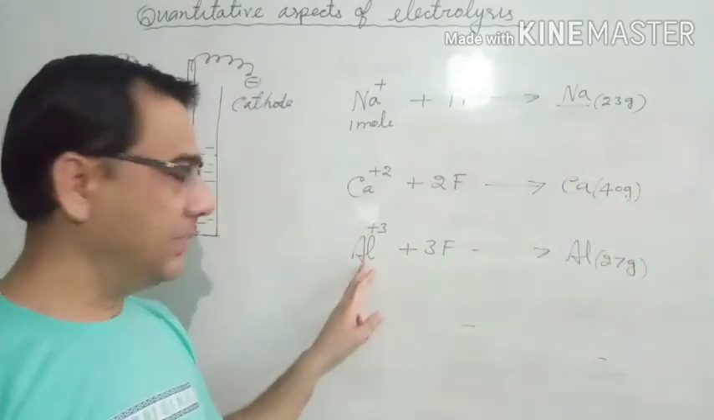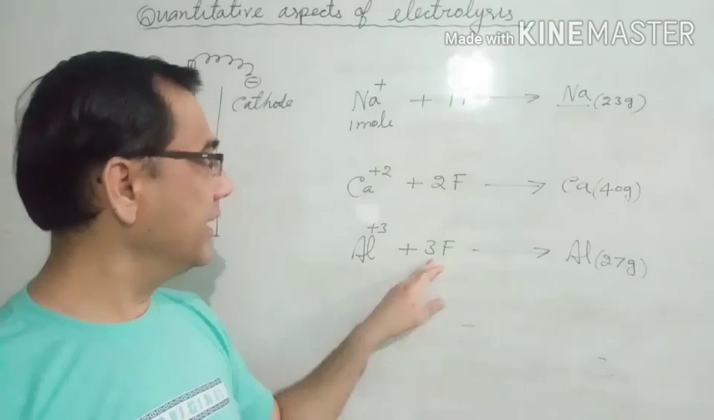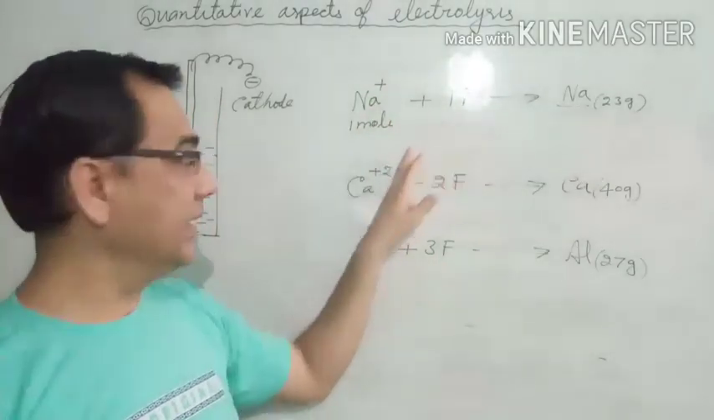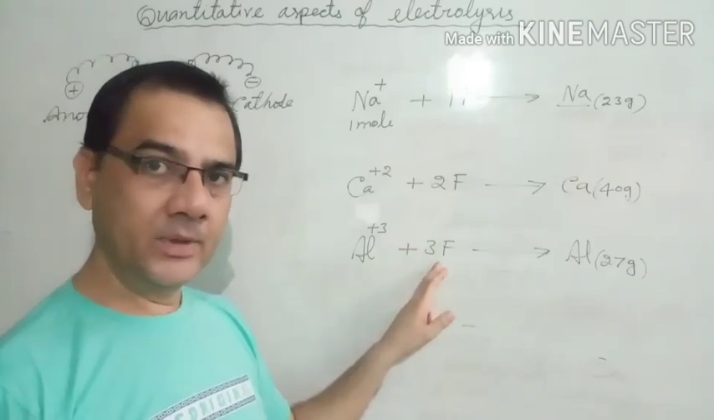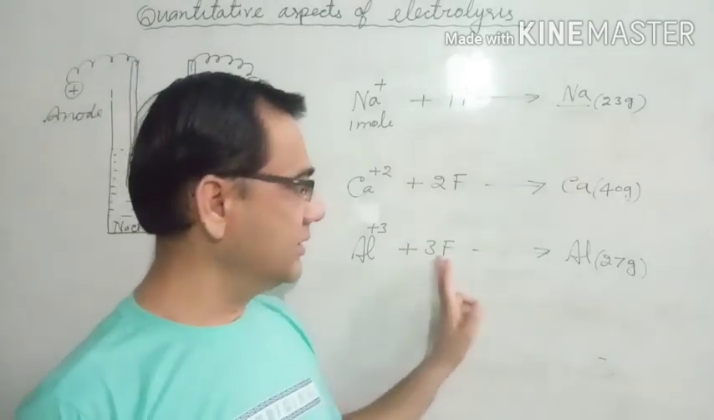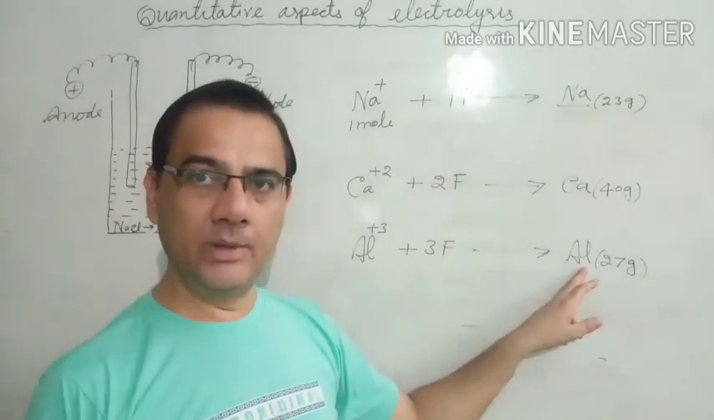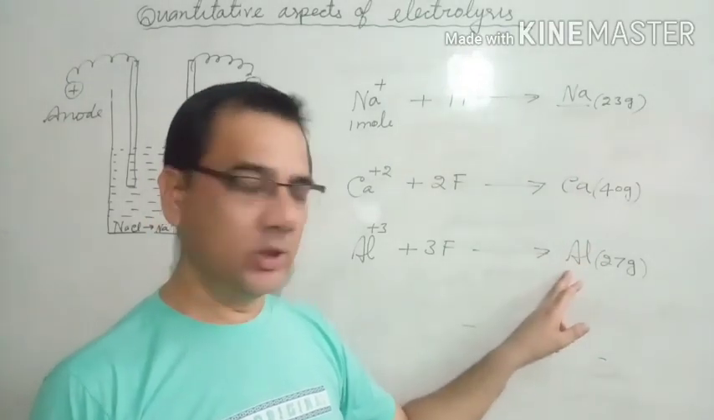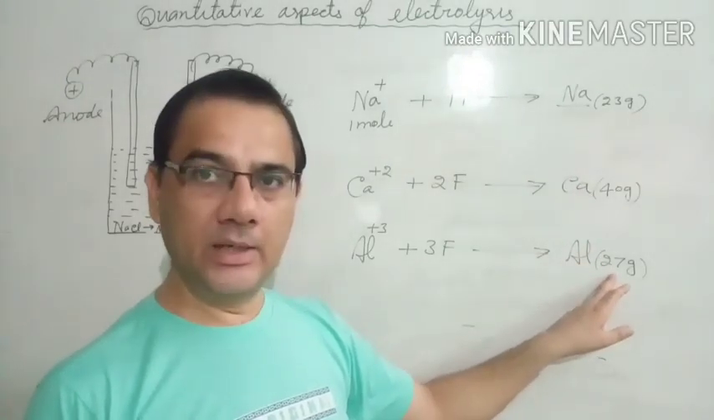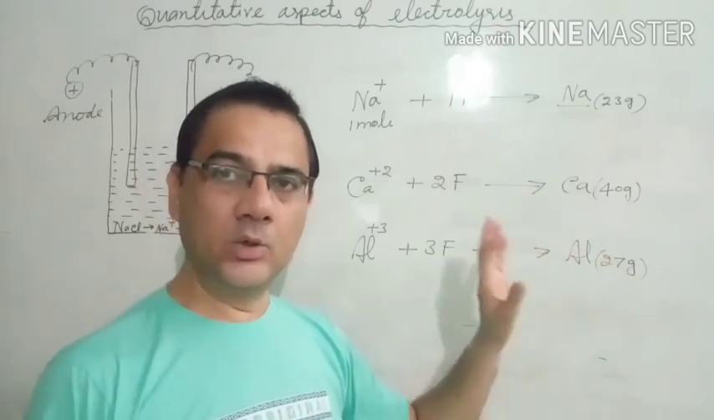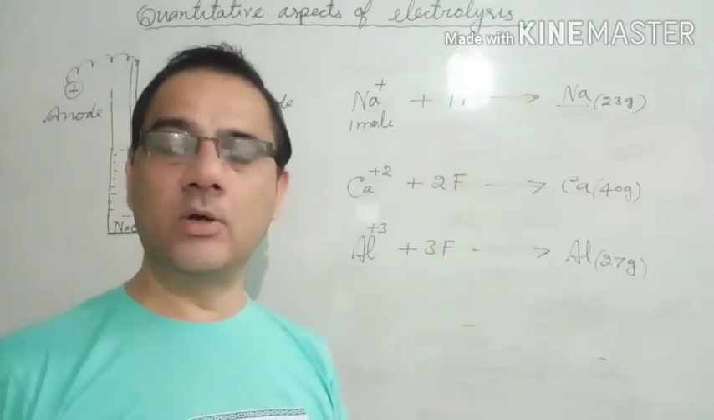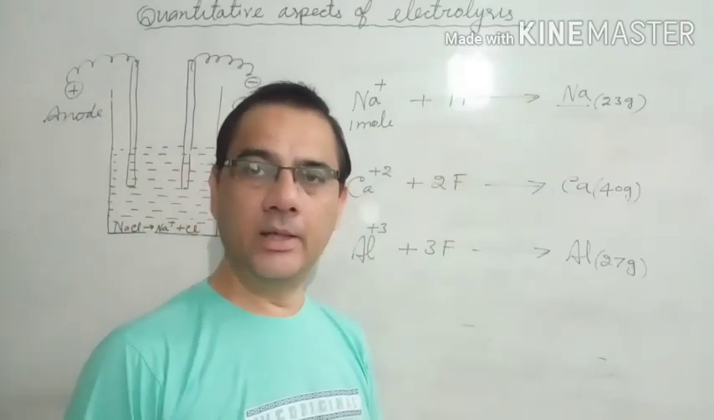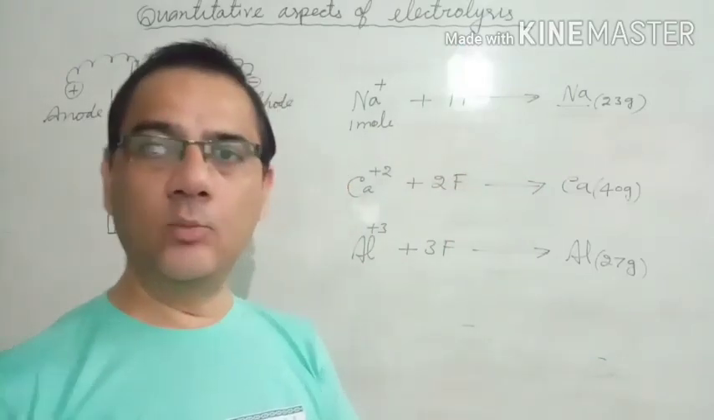1 mole of aluminium plus 3 ion needs 3 Faraday. Plus 1 charge needs 1 Faraday, plus 2 charge needs 2 Faraday, plus 3 charge needs 3 Faraday. Since it needs 3 Faraday charge, it is equal to 1 mole of aluminium metal, and its mass is equal to its atomic mass, that is 27 gram. So this is called quantitative aspects of electrolysis. How much mass of the metal will be deposited at the cathode after gaining how much charge.